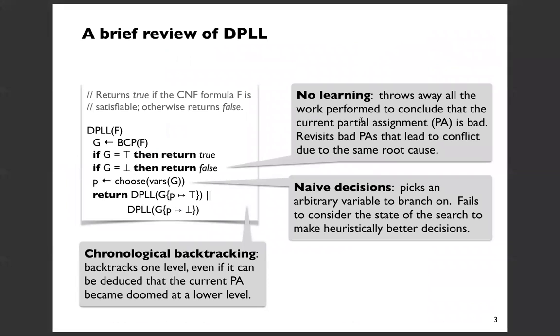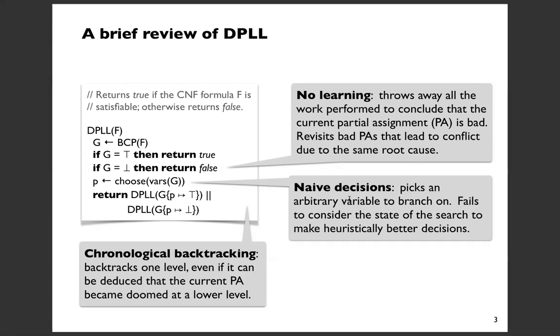Okay, so here are the 3 drawbacks of the basic DPLL, which is shown on the left side as recursive code. First, no learning, as I illustrated. It throws away all the work performed to conclude that the current partial assignment is bad. As a result, you can potentially revisit and run into the same conflict, arising due to the same reason.